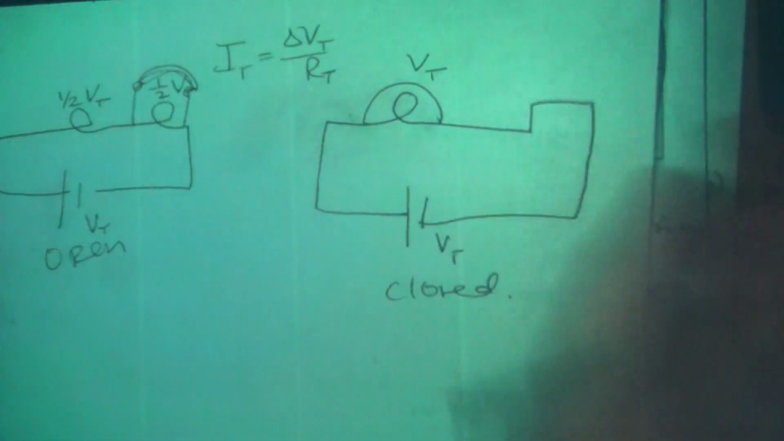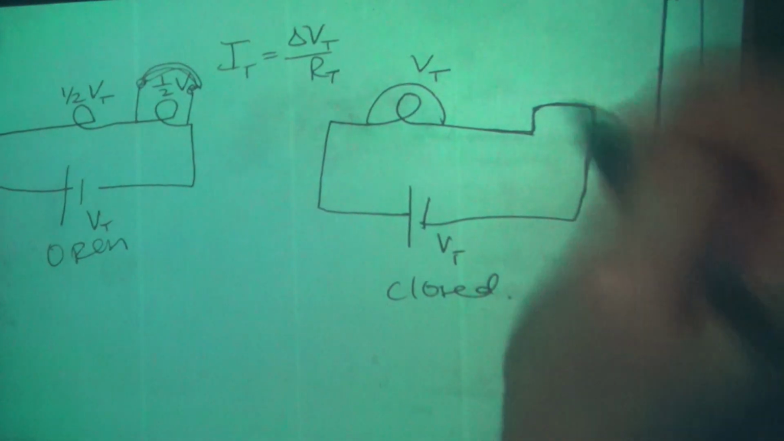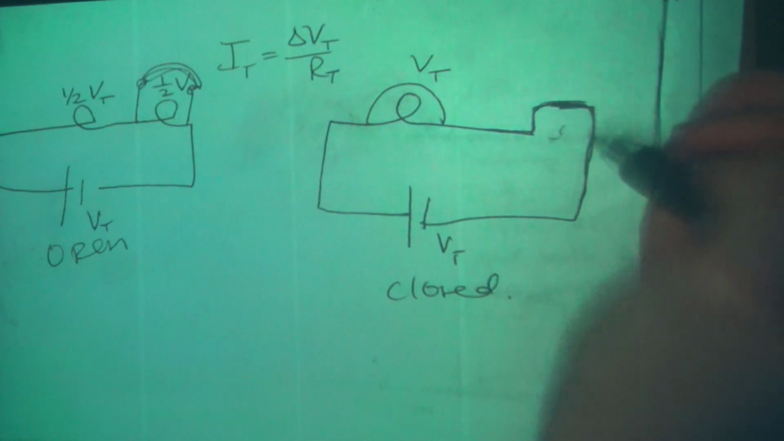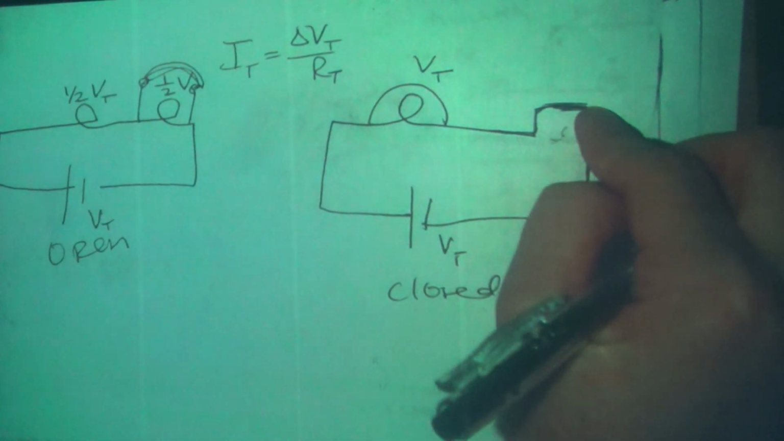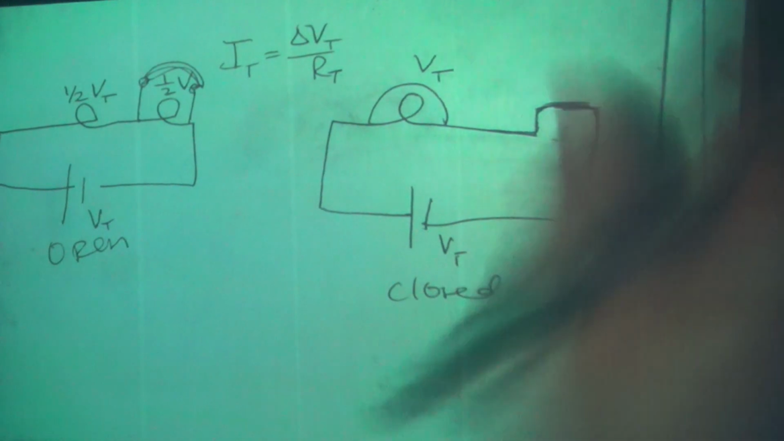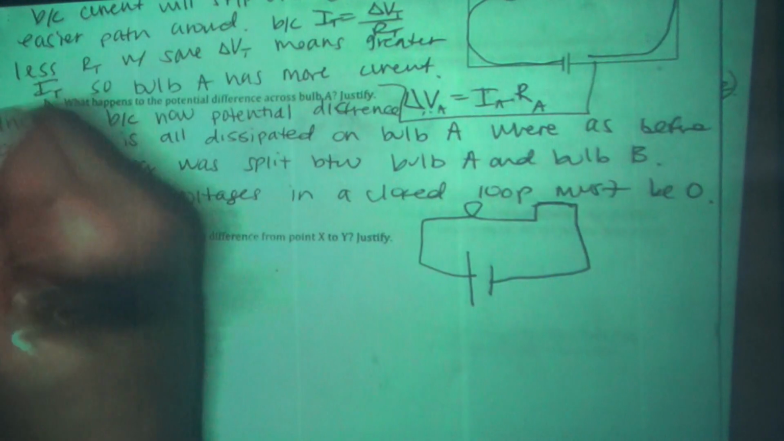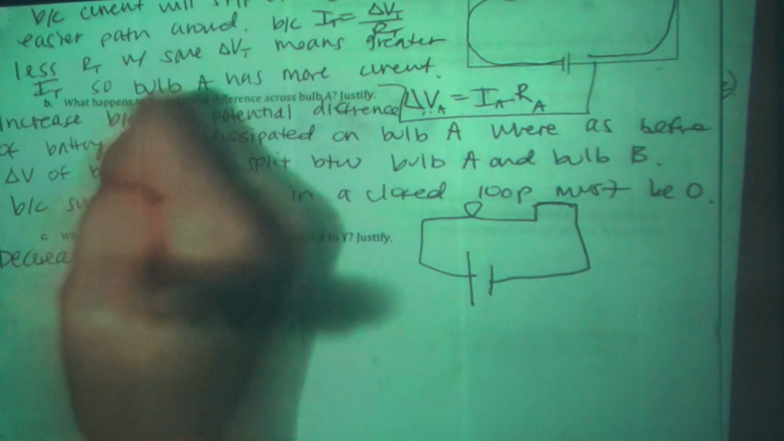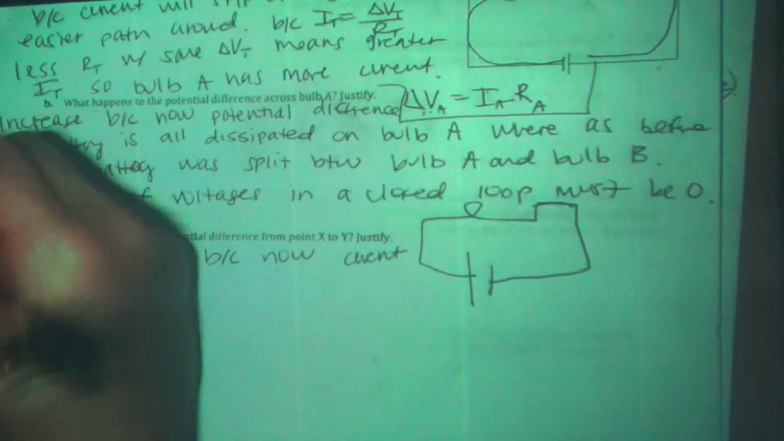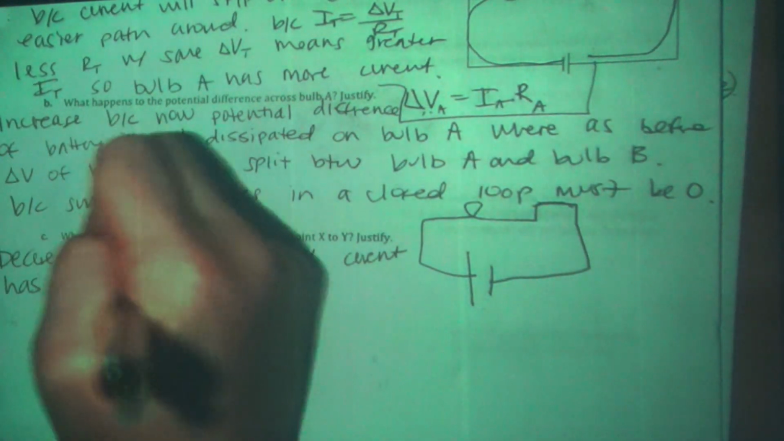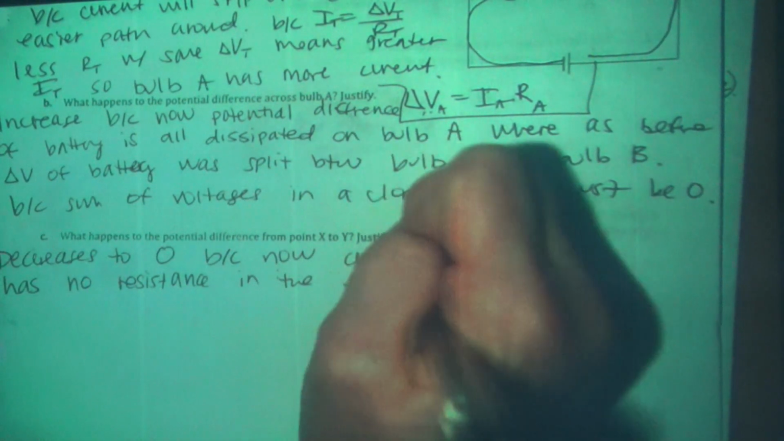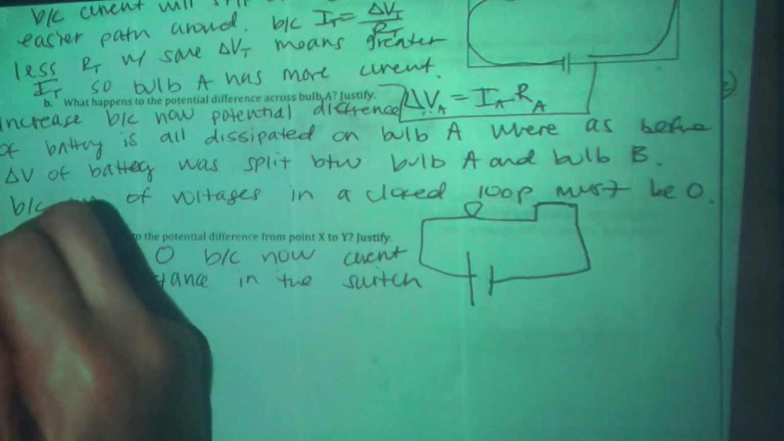But now the potential difference is across the switch, or you could think about it as the potential difference across bulb B, which nothing is going through. Either way, you're going to get 0 potential difference here because none of that voltage or energy is getting used up in here. So you should say it decreases to 0 because now current has no resistance in the switch, or you could say no resistance or very, very little.